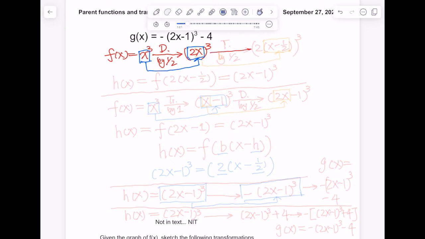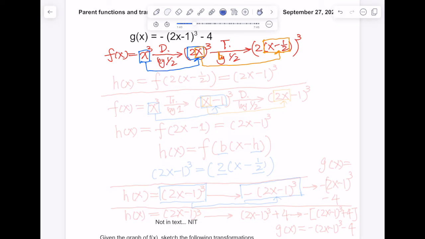Next, we do horizontal translation by half. That is to replace every x by x minus half from the previous function. You can see that every x from the previous function is replaced by x minus half. That is the horizontal translation by half.